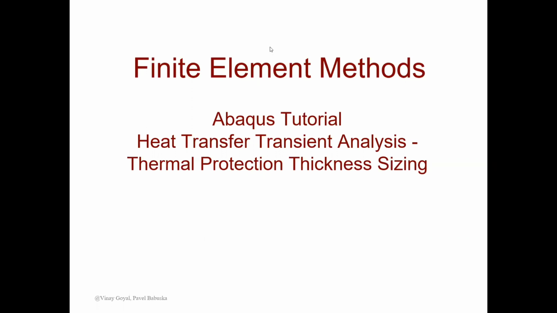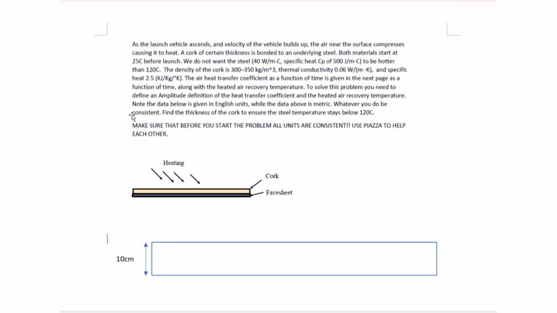Hi everyone, I'm Boldian. In today's Abaqus tutorial, I'm going to show you how to solve the heat transfer problem with the transient process. Before we do the problem, we need to know what the settings of this problem are. So we have a cork and steel element in a vehicle.